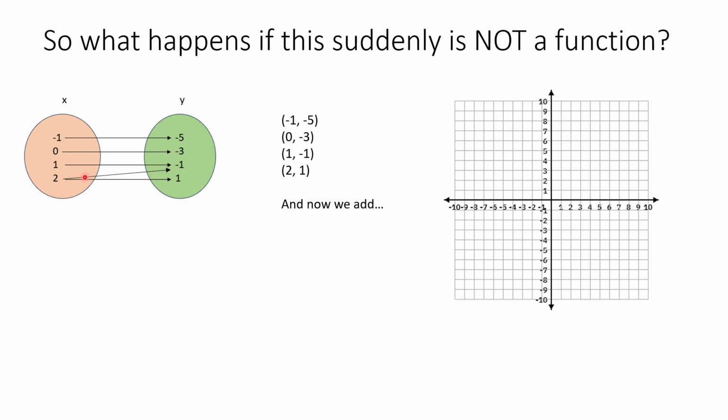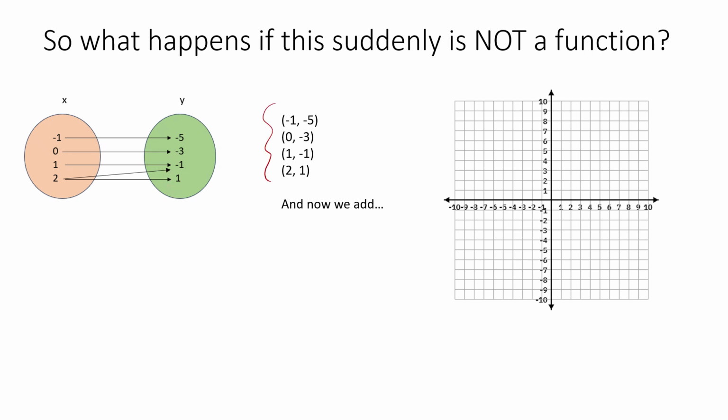Now, I did it with the 2 because the 2 was the last one that I typed onto this slide, but I could have done this with any of them. Okay, I could have picked the -1, I could have picked the 0 or the 1. I just happened to pick the 2. So now this is not a function. And it's not a function because I have an x value that is now mapping to more than one y value. So we have all of the same ordered pairs there.